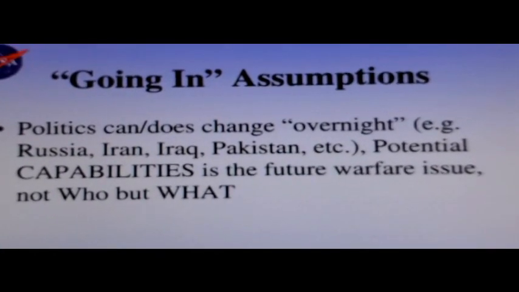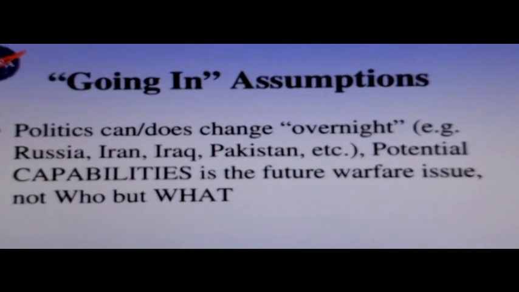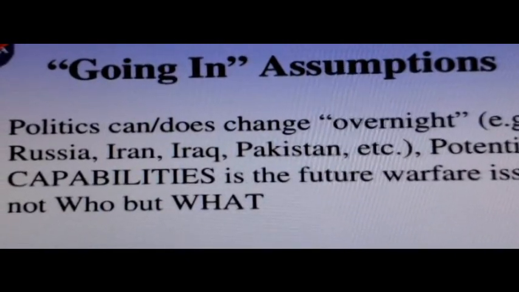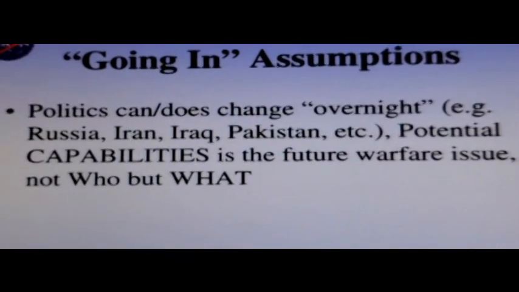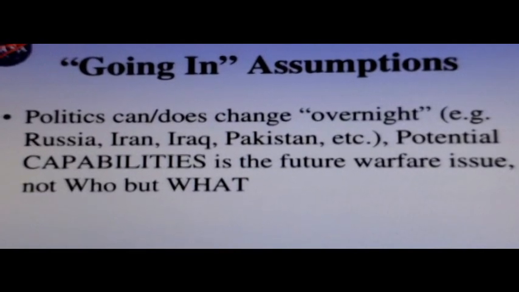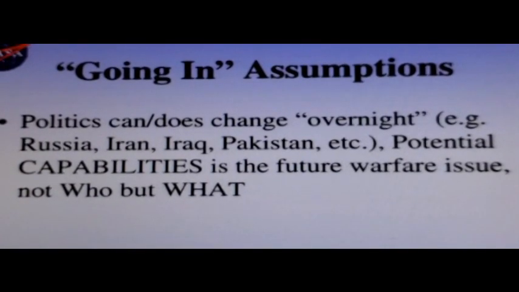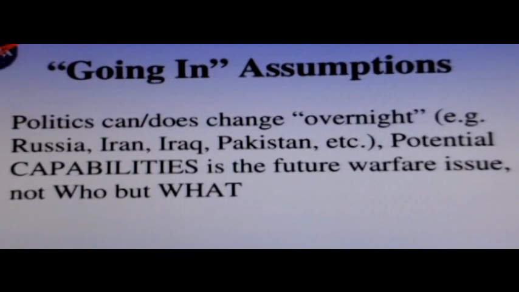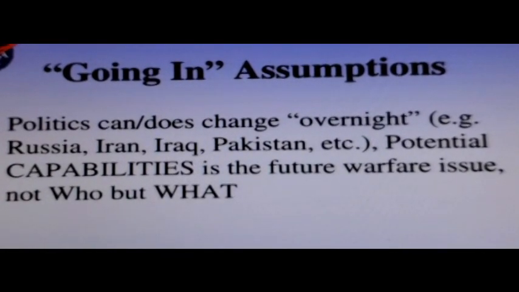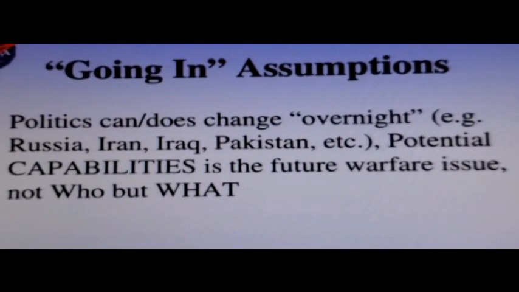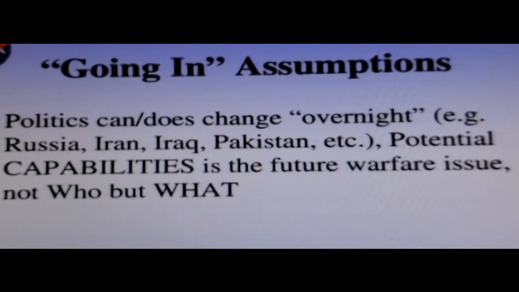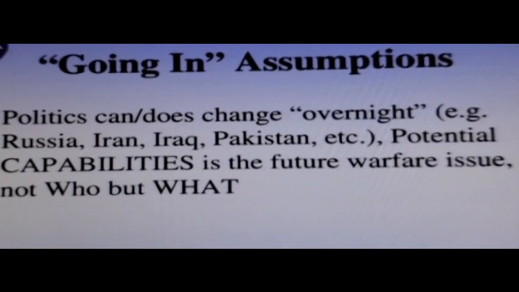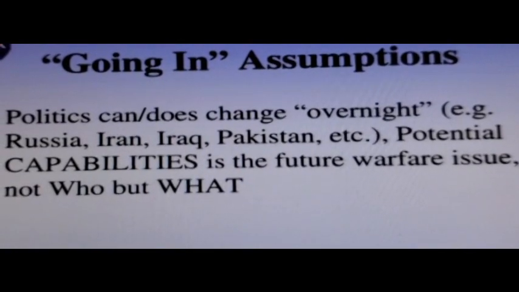So we'll go back to this, going in assumptions. Politics can do. Oh, and just looking at going in, the anagram is like noggin, noggin. So like what they're doing to our brains right now. Anybody aware of all that? Sorry, I'll go back to the reading. Politics does change overnight, e.g. Russia, Iran, Pakistan, whatever. Potential capabilities. We already mentioned the word capabilities. Remember IT alibi space or IT space alibi. So I think that they're using space, like an exploring of space, just as an alibi to actually use their blue beam weapons or their frequency weapons.